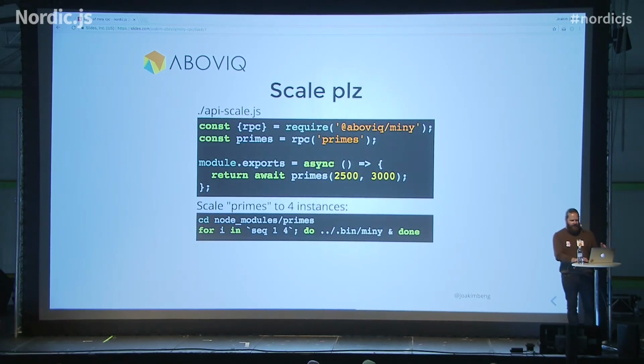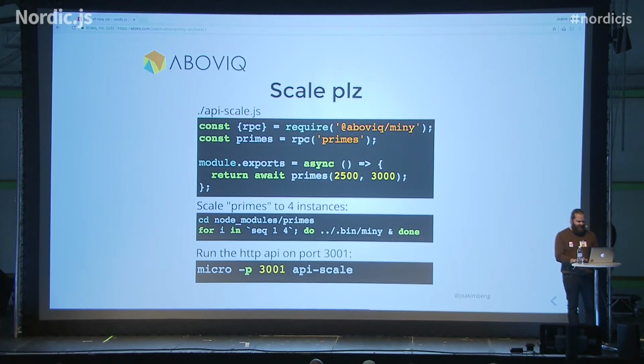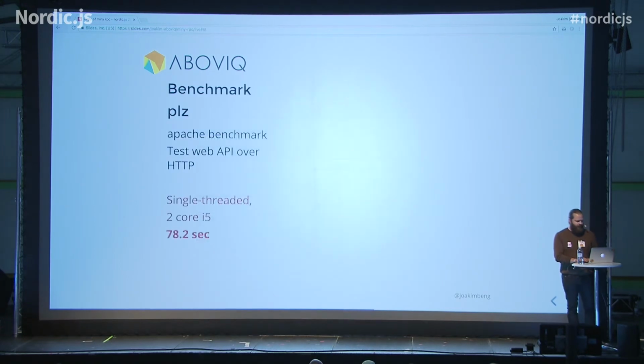And we instantiate the primes module as a Mini service 4 times. I just put a loop there to save some space on the slide. And we run it just like before. And I'll show you some benchmark.